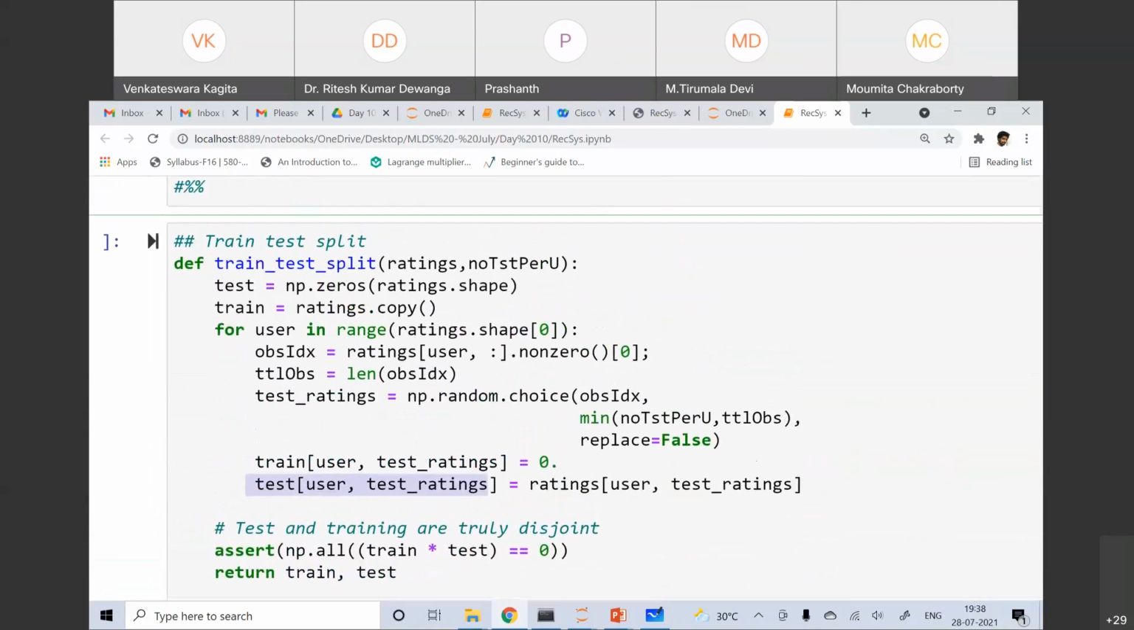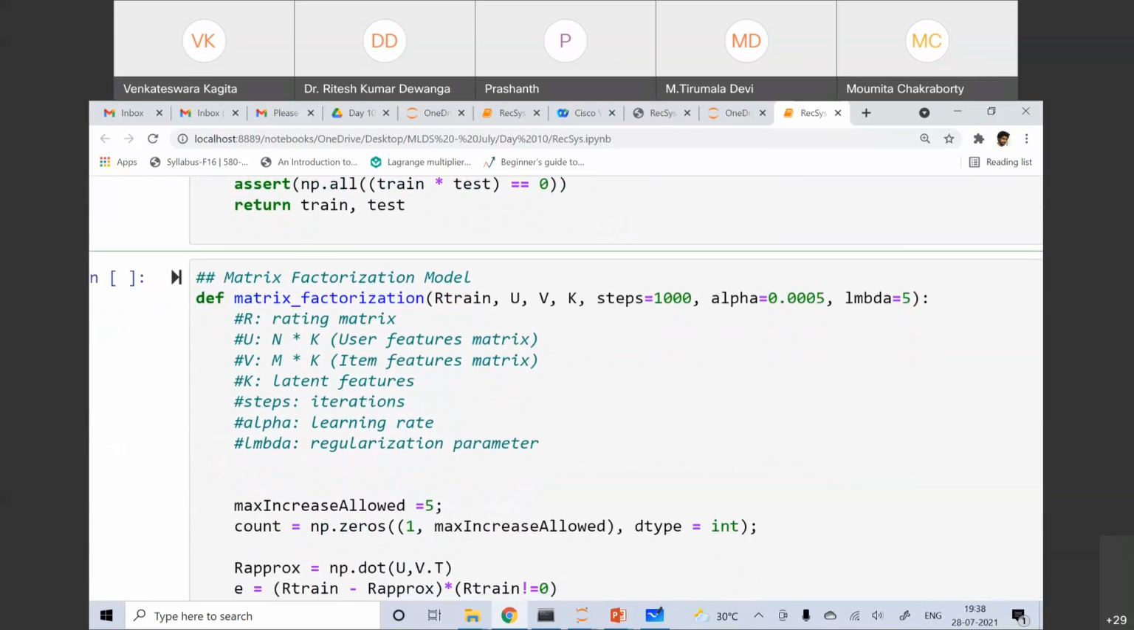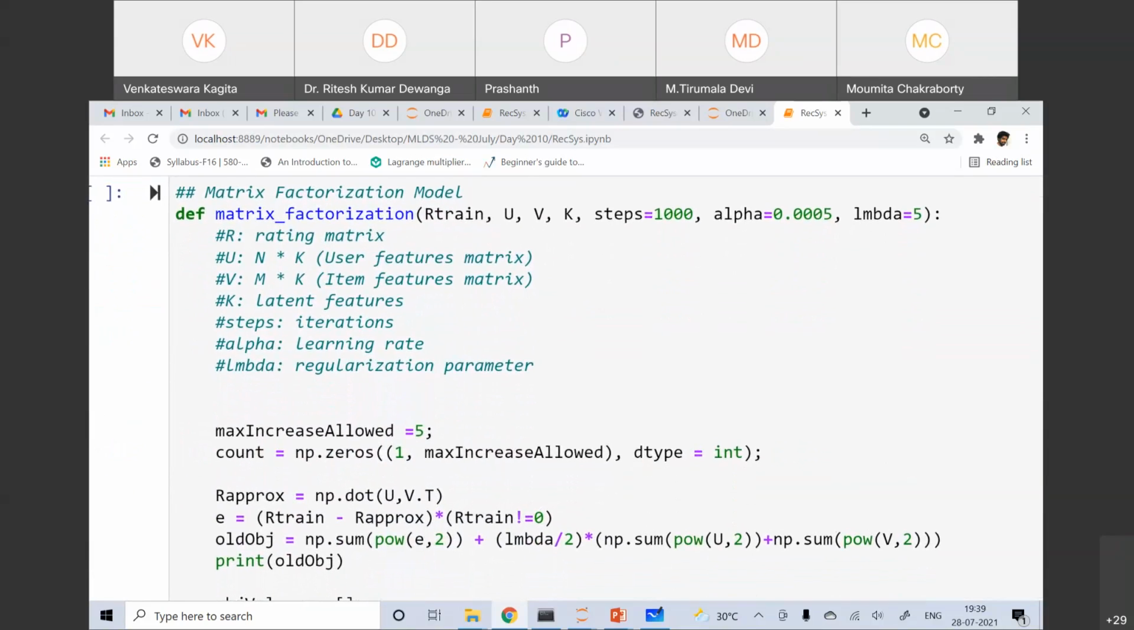Right, so this is the train test split that we are doing here. Then comes the matrix factorization, in which we are passing the rating matrix train data, U and V, which are the parameters that we need to learn, and K, which is the latent factor. What should be the size of the latent factors? You have to divide the data into n by k times k by m.